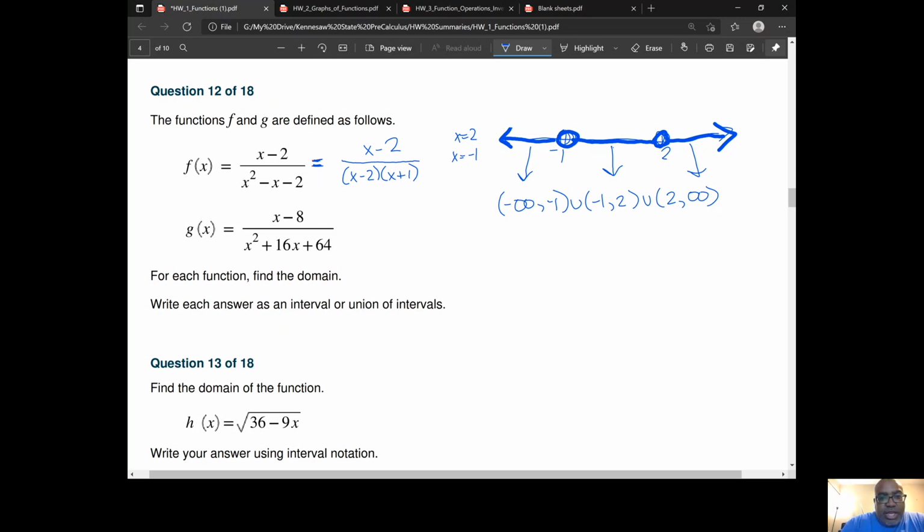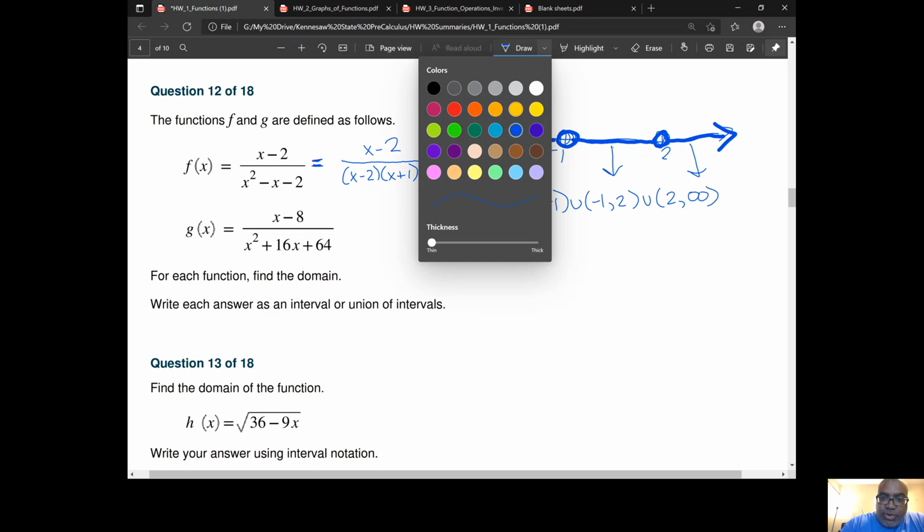Okay, I want you to notice that you have an x minus 2 here and an x minus 2 there. You do not cancel these out when you're finding the domain. You do not cancel them out. Okay, so for g of x, just change colors. Let's do a nice green.